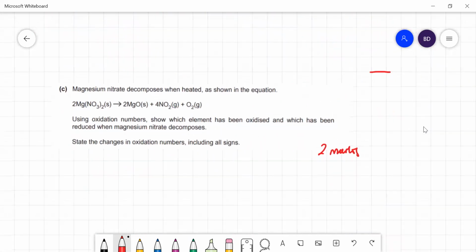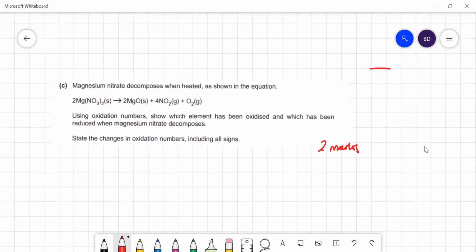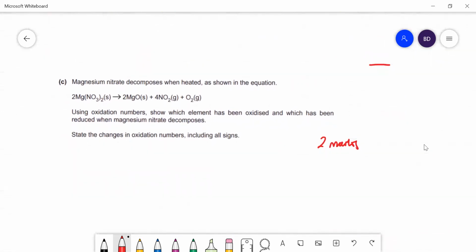Right, now magnesium nitrate decomposes when heated as shown in the equation. Using oxidation numbers, show which element has been oxidized and which has been reduced when magnesium nitrate decomposes. Okay, so we need to have a look at what's going on here. Magnesium's oxidation number will not change, because in all of its compounds it is Mg2+, so it's always got an oxidation number of +2. So we can forget about the magnesium there.